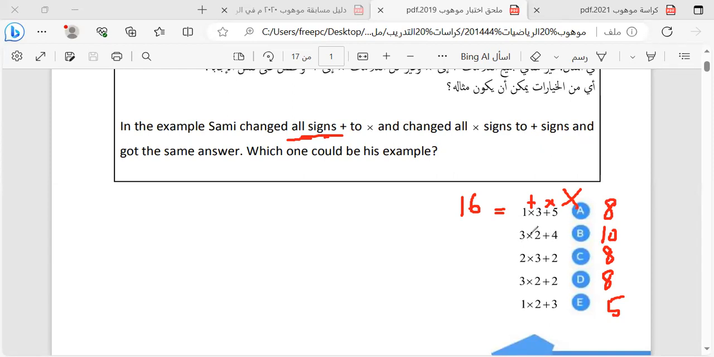The second one. We want to change the signs. Here will be plus and here multiplication. 2 times 4 is 8 plus 3 equals 11. So not the same. We will go to another one. Multiplication and add. 3 times 2, 6 plus 2 is 8. So the same. Right? So the answer is going to be C.